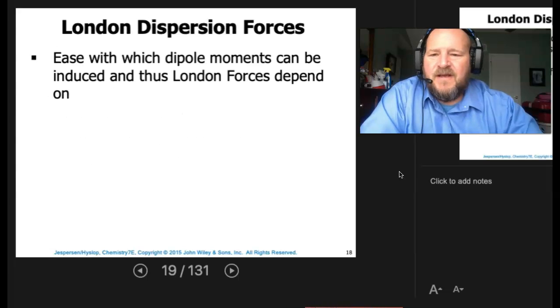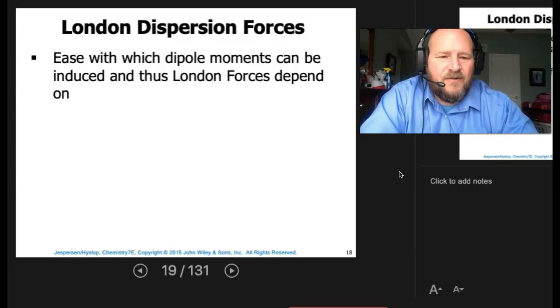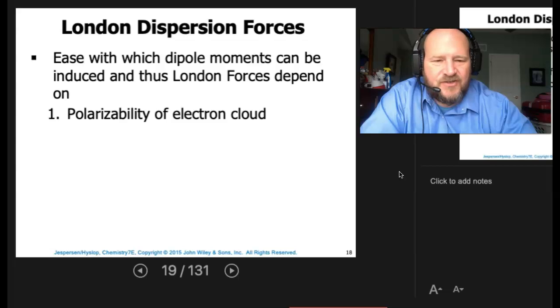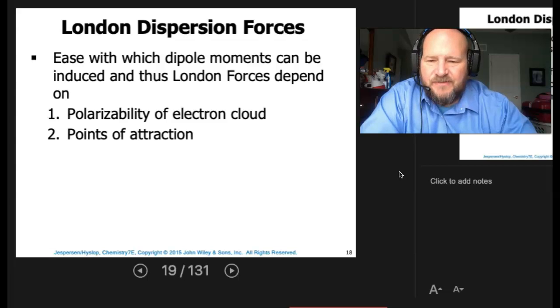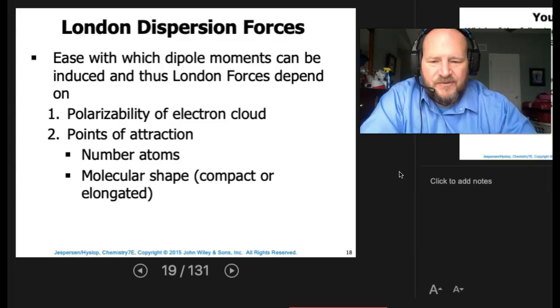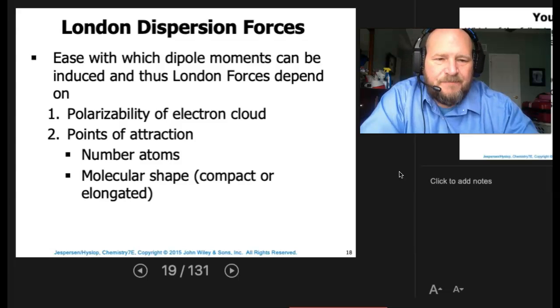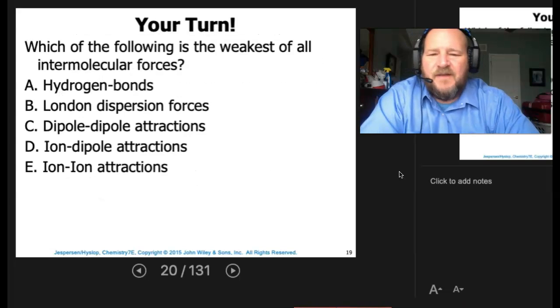Okay? The ease with which the dipole moments can be induced, and thus London forces, depend on one, polarizability of the electron cloud, and two, points of attraction, which means number of atoms, and the molecular shape, okay? And so it doesn't matter what 2 compounds are there, right? It's how easily can you polarize the electron cloud, and then how big is it and what's the molecular shape.